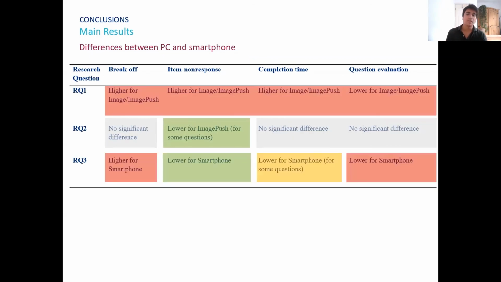And when it comes to the difference between devices, the results are mixed. Sometimes smartphones present higher breakoff rates, but also present lower item non-response, and they sometimes present higher completion times, but not always. And for some of the groups, smartphone respondents reported lower satisfaction levels, but it seems that that is not true when you include a motivational message. So results are pretty mixed when it comes to the difference between devices.